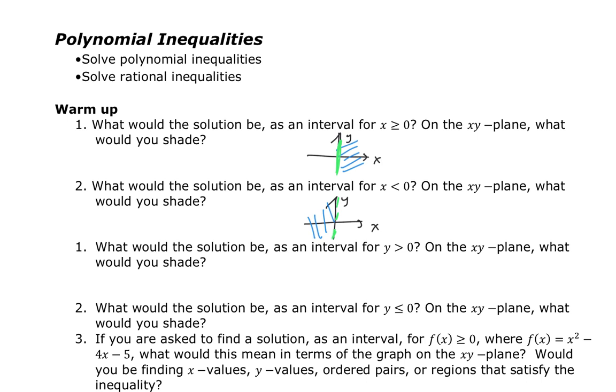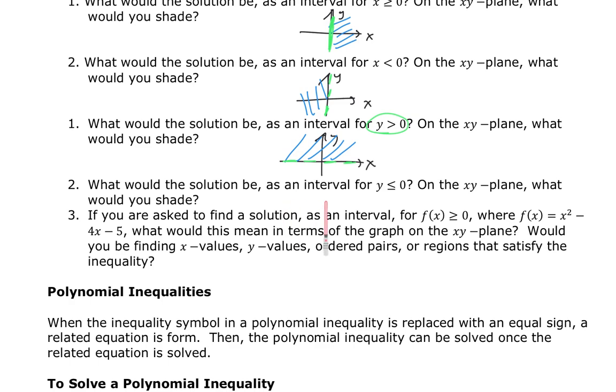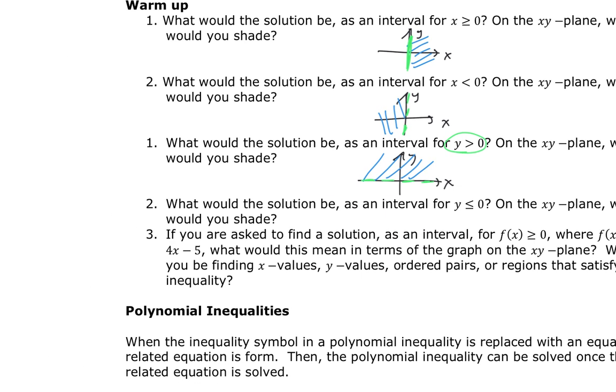If we wanted a solution where y is greater than 0, here is y and here is x, I would be shading above the x-axis, and because this is strictly greater than, I would have a dashed line here at the x-axis. And similarly for this one, I would be shading below. So I'm just going to come over here, here is y, here is x. I'm going to shade below, and because this is inclusive, I'm going to have a solid line here.